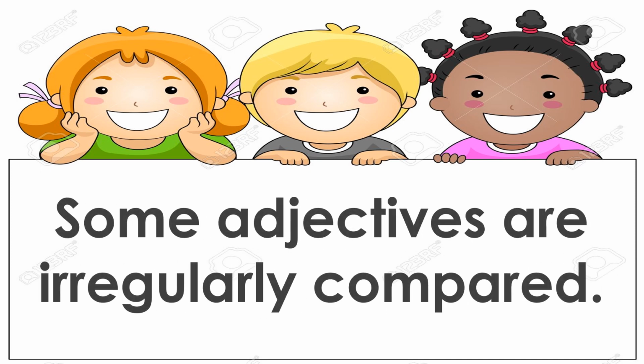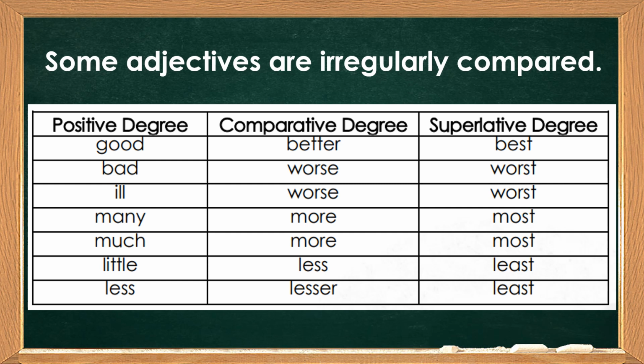However, some adjectives are irregularly compared. So are there any rules under these irregularly compared adjectives? As I've said a while ago, there are some adjectives that are irregularly compared. Say, for example, we have here the word good under the positive degree. It becomes better for the comparative degree and best for the superlative degree. Another one, we have bad, worse, and worst.